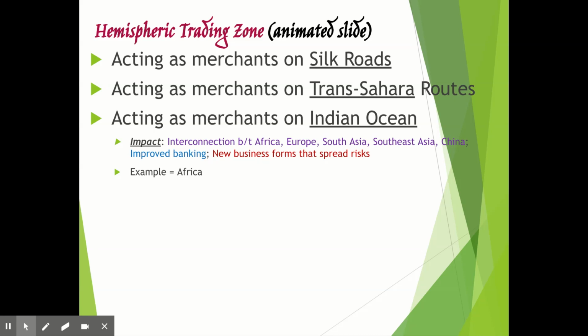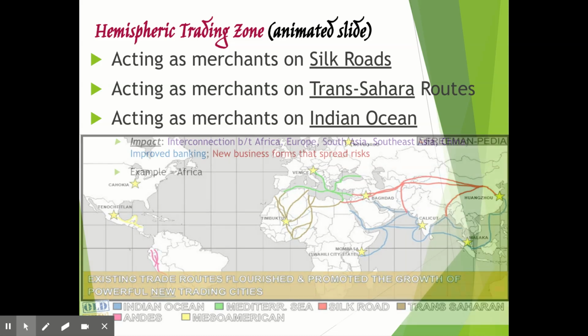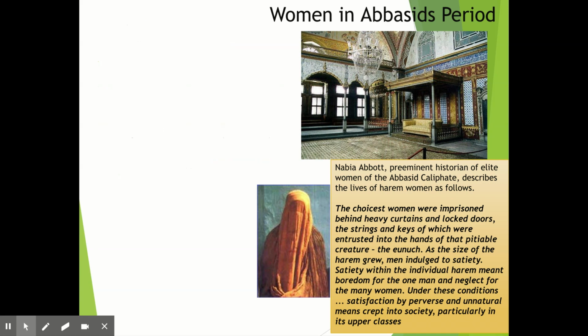Arab merchants played an incredibly important role on all three major trade networks throughout the Middle East: the Silk Roads, the Trans-Saharan routes in Africa, and the Indian Ocean. We're going to see money spread. We're going to see technology spread. We're going to see everything spread. So the Arabs become kind of the glue of the Indian Ocean. So this trade network is going to become massively important.